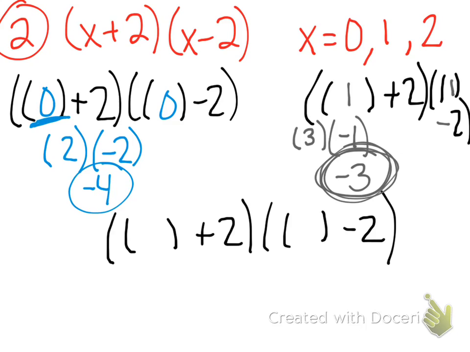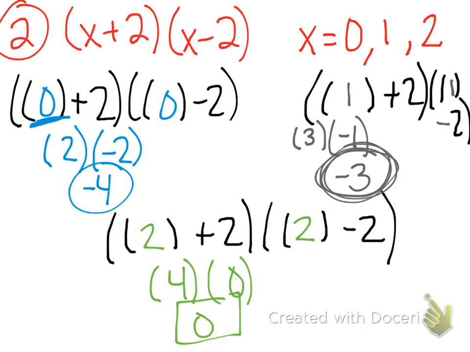What's the last number I'm plugging in? 2. So in each of those blanks, I'm going to put a 2. What is 2 plus 2? What is 2 minus 2? 0. What is 4 times 0? 0. Very good. So our answers here are -4, -3, and 0. I'll leave those up for a second.